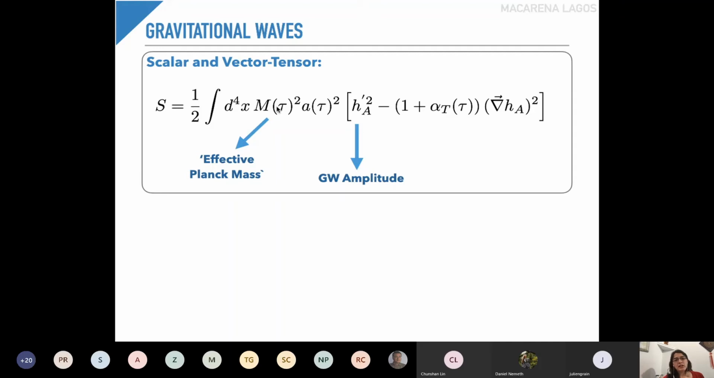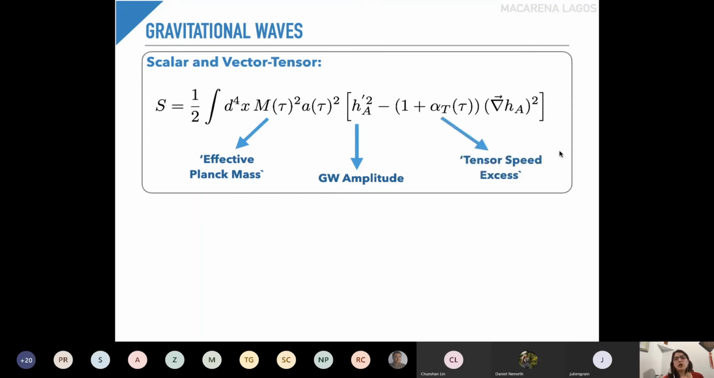But generically, if you have this additional dark energy field that has non-trivial interactions with gravity, then this coefficient here is not necessarily a constant Planck mass. It could be an effective new mass term that could even evolve in time, depending on how dark energy evolves in time. So this is the first modification.